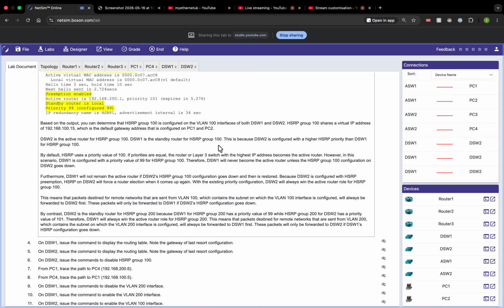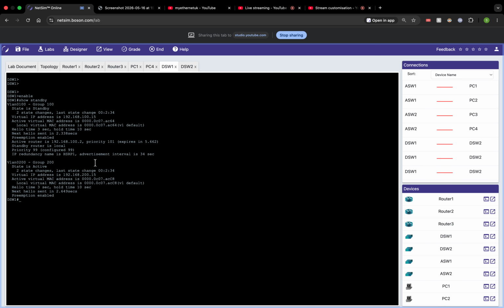So based on that output, you can determine that HSRP group 100 is configured on the VLAN 100 interfaces of both DSW1 and DSW2. HSRP group 100 shares a virtual IP address of 192.168.100.15, which is the default gateway address configured on PC1 and PC2. DSW1 is the active router for HSRP group 100. DSW1 is the standby router for HSRP group 100. This is because DSW2 is configured with the HSRP priority higher, right?